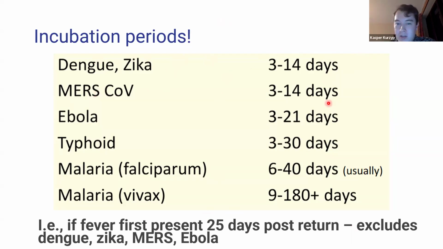Same with MERS, 2 weeks. Ebola, maybe 3 weeks after they have gotten back, but it's 25 days now. It's not Ebola. Now, typhoid, it can be activated up to 30 days post-exposure, so it very well may be typhoid. And finally, malaria is the one exception where it kind of doesn't apply. Although it says 180 plus days, I would say if it's within a year after coming back from their travel, it can still be malaria. So I guess that's kind of the key for tropical medicine.